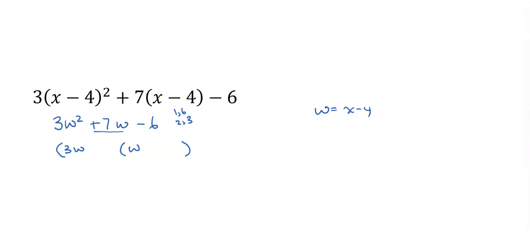So let's try the 2 and the 3. Let's put the 2 here and the 3 here. I'm going to get 9 and 2. 9 minus 2 is 7. So that works. Since there's more 7s, I'm going to put the greater product to be positive and the smaller product to be negative. There we go. We've completely factored. Now I'm going to substitute the x minus 4 back in place of w.